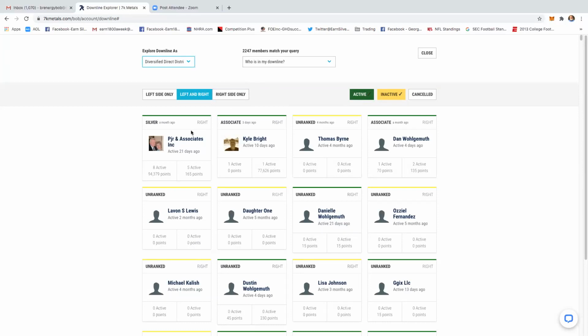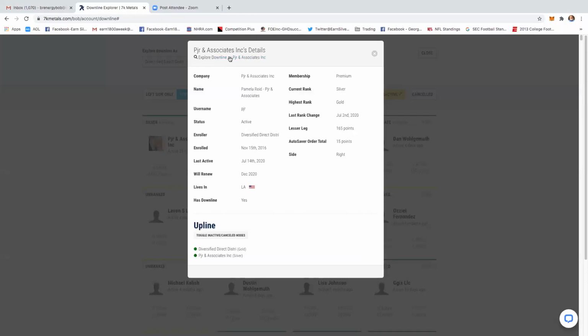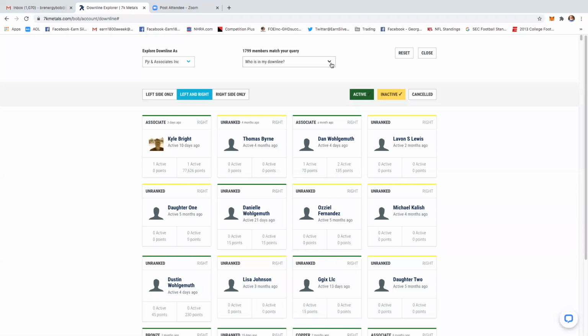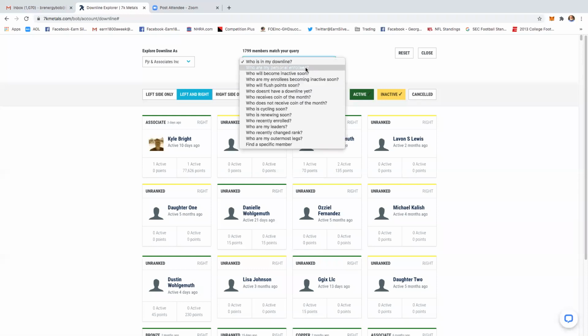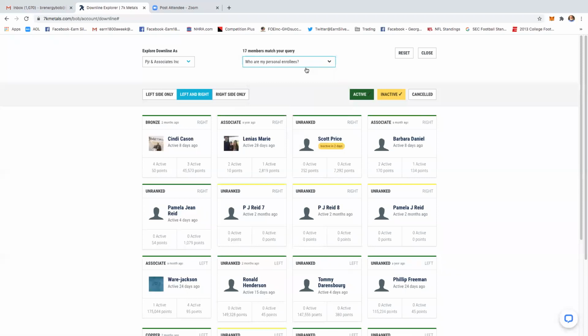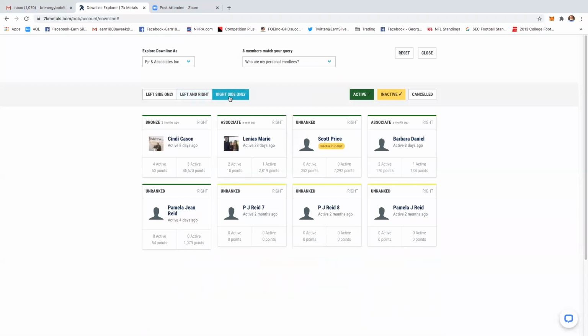And let's go to Pamela. And let's explore Pamela's downline. There we go. And let's make sure she's going to stay silver, okay? Because to stay silver, she has to have a bronze on her right and a bronze on her left. So let's check her right side first. Make it easy. Don't make it complicated. Make it easy, okay? So she needs to stay silver.